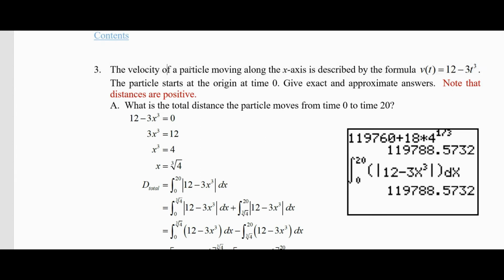Okay, so the velocity of a particle moving along the x-axis is described by v of t equals 12 minus 3t cubed. The particle starts at the origin at time 0. Give exact and approximate answers. Note the distances are all positive always. What's the total distance the particle moves from time 0 to time 20?